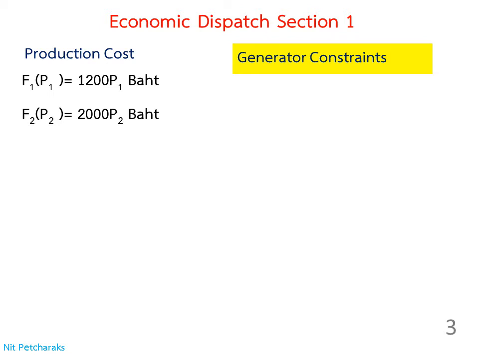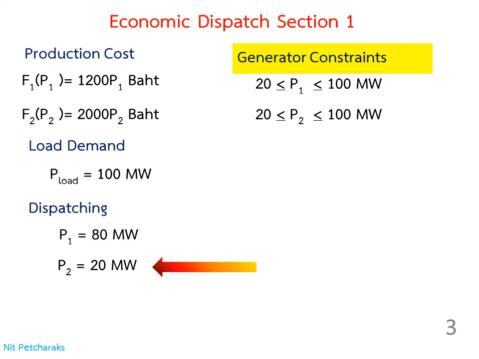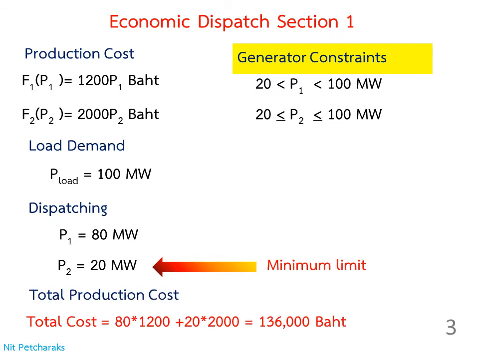However, there are generation limit constraints. Generation output must be higher than 20 megawatt and less than 100 megawatt. Therefore, generator G2 must produce at least 20 megawatt and generator G1 should produce the rest of power requirement, 80 megawatt. Total cost is 136,000 baht.